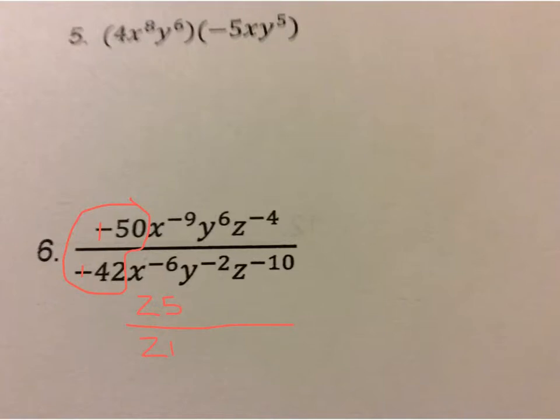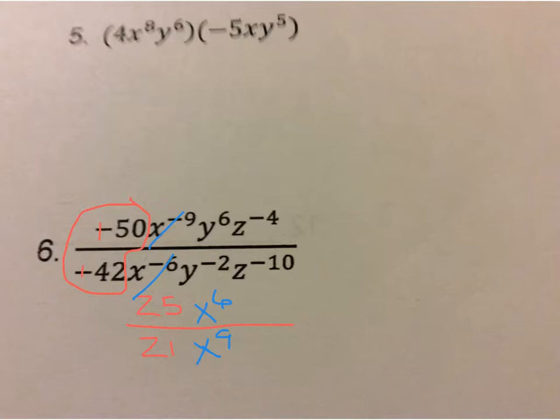Okay, next thing I'm going to do is I'm going to move my negative exponents, flip them, and then everything else that doesn't have a negative exponent is going to stay where it's at. So my x to the negative 9th is going to go to the bottom and become positive. And then my x to the negative 6 is going to go to the top and become positive. Notice I'm marking them out as I go because I don't want to leave anything out.